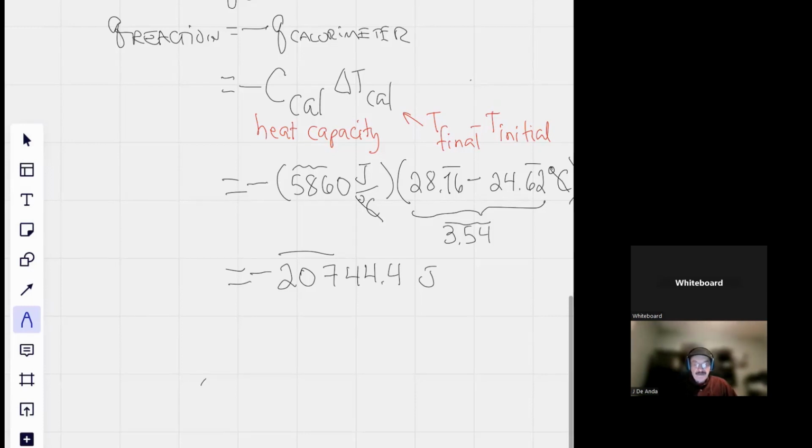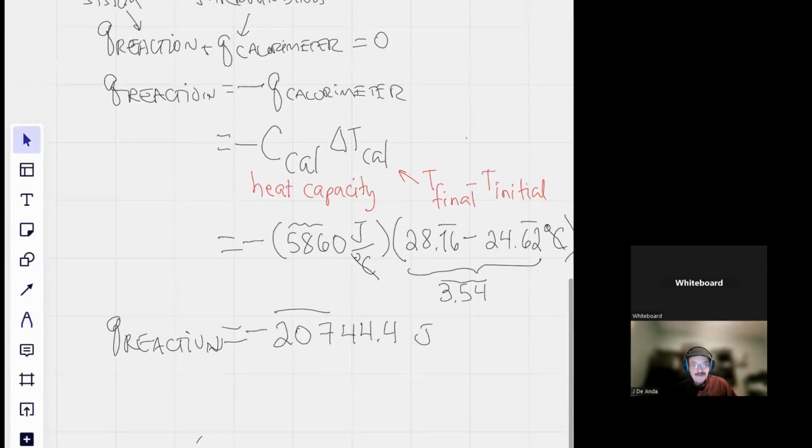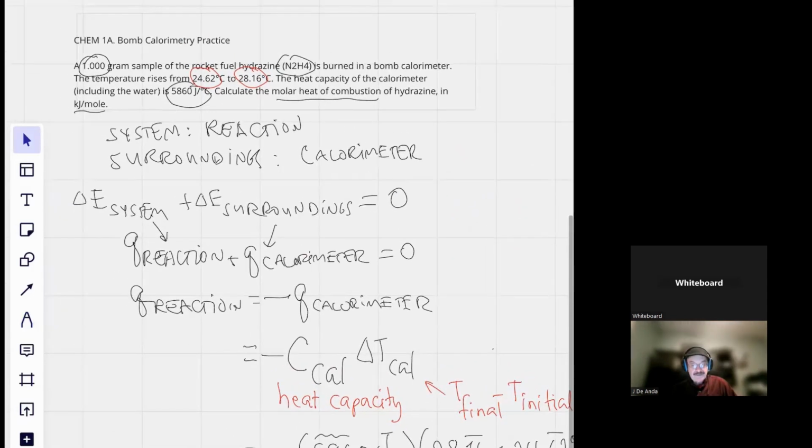Now, the problem does not end there. This is the heat of the reaction that we carried out. Now, notice this reaction, if we go back to the problem before, was carried out by a 1.00 gram sample of hydrazine. And what they're asking us for is the molar heat of combustion in kilojoules per mole. So somewhere in there, we had to convert what was the heat generated by a 1 gram sample of this compound into kilojoules per mole.